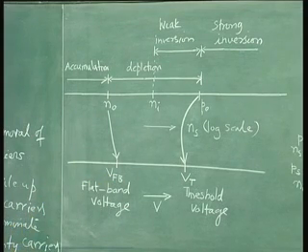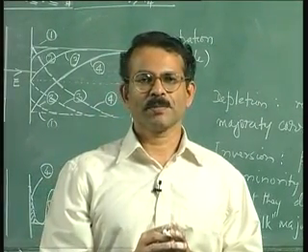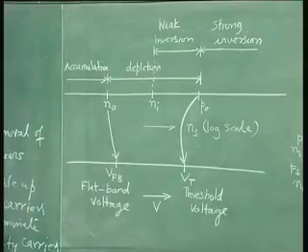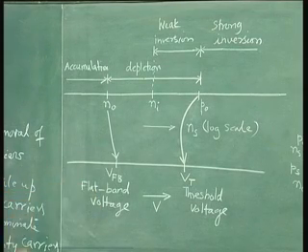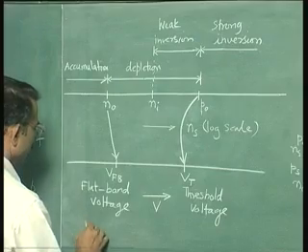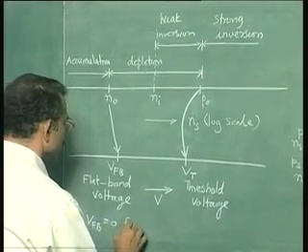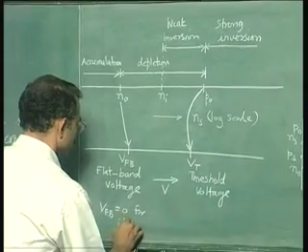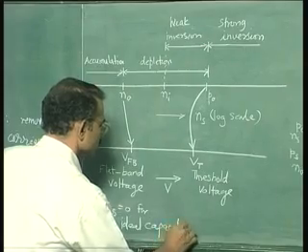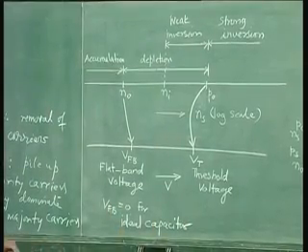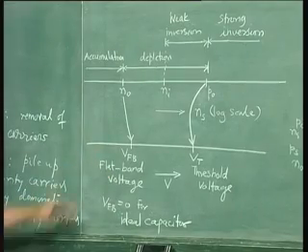Okay, to understand this, we need to draw the energy band diagram for that condition. So this condition is also the condition V equal to 0 for an ideal capacitor. So VFB is equal to 0 for an ideal capacitor. Now what is this flat band? What is the meaning of this flat band?